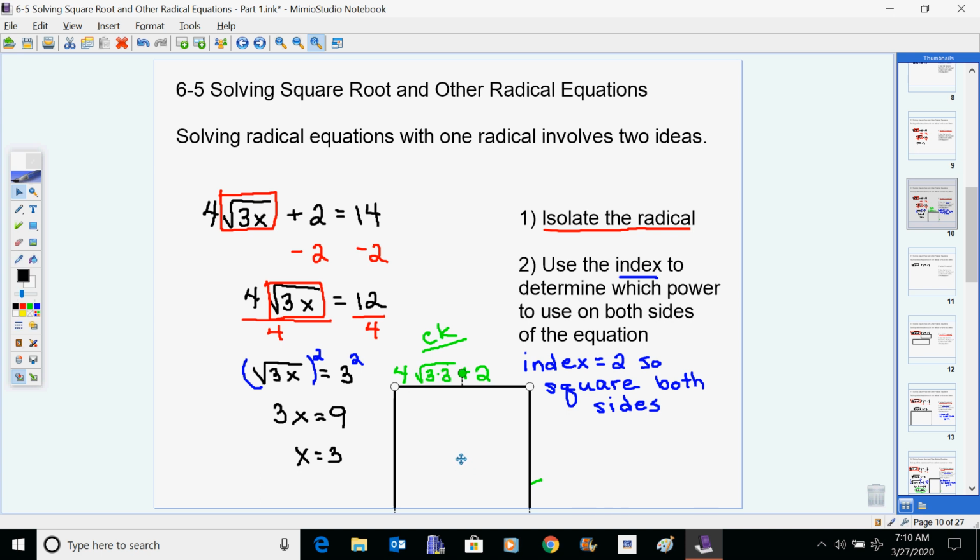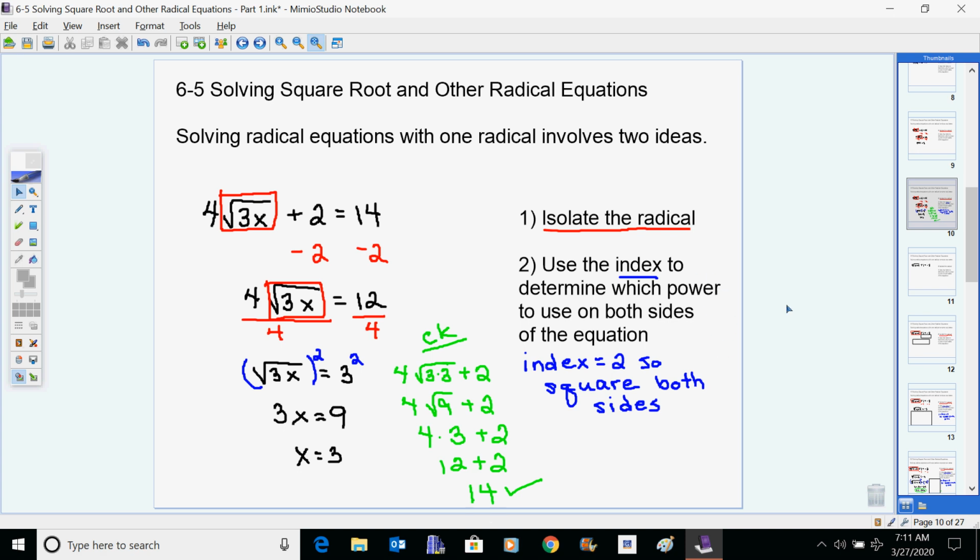We'll plug it back into the original part of the equation. 4 times the square root of 3 times 3 will actually give you 3. So 12 plus 2 is 14. And yes, that actually checks out.